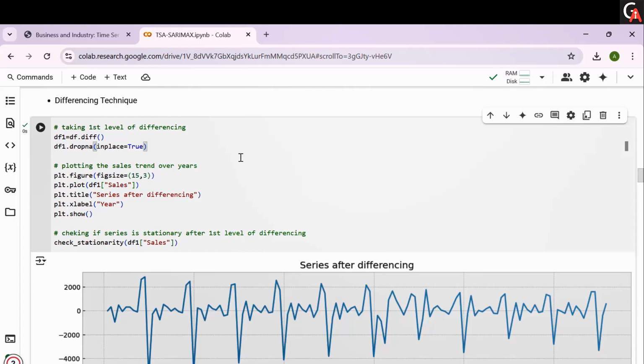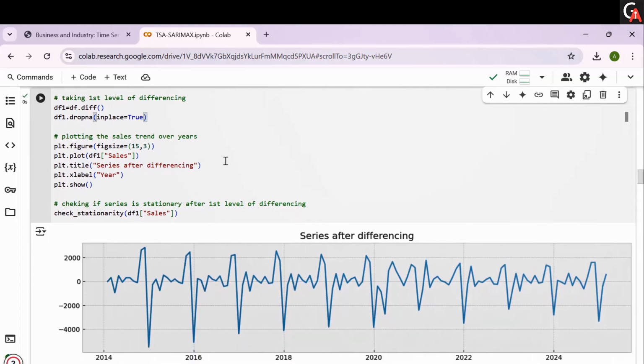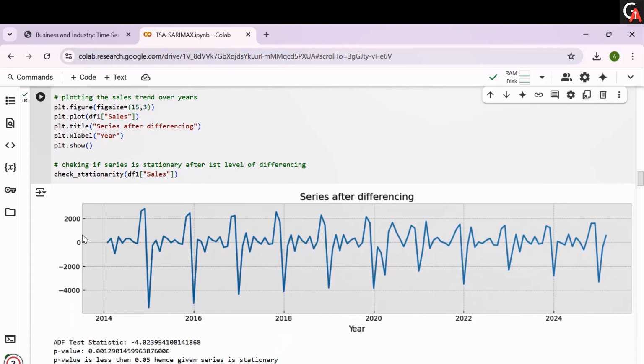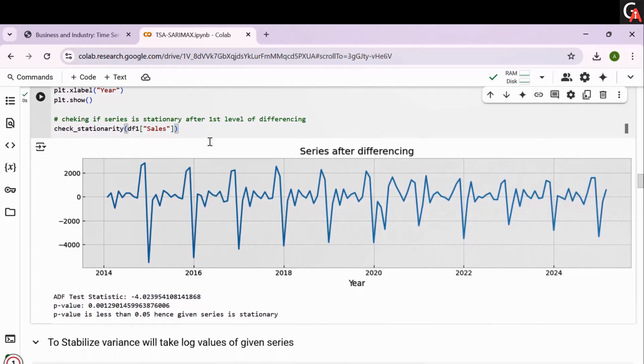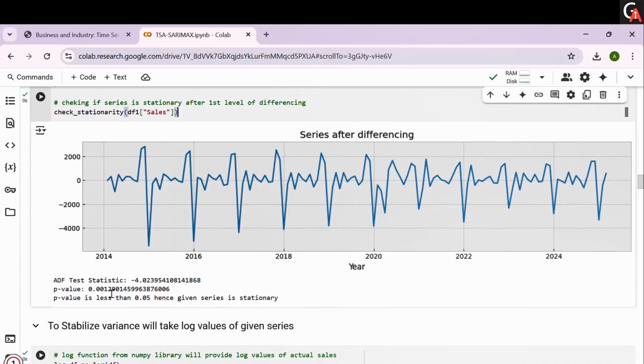So I have also dropped any NA values that I have come across, and I have visually seen what this series looks like after differencing, and also checked its stationarity with the custom function that we have written using the ADF test. So after seeing this chart, we can see that this series is stationary after first level of differencing. So we have differenced this series one time, so it is first level of differencing. This series is a stationary one, and that is also what our ADF test is telling us, that the p-value is less than 0.05, that is this value, and hence the given series is a stationary one.